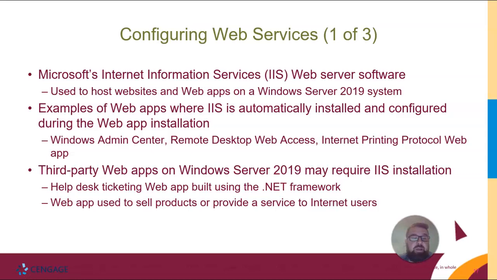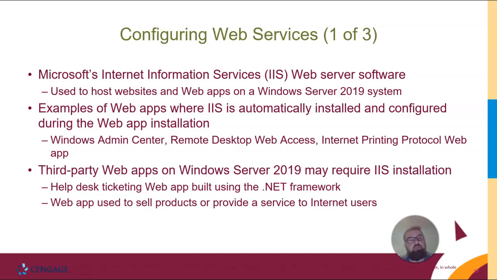So now we're going to talk about configuring web services. Microsoft's Internet Information Services is the web server software that runs on Windows Server 2019. It's used to host websites and web applications. Examples of web apps where IIS is automatically installed and configured are Remote Desktop Web Access, Windows Admin Center, which we did earlier, and the Internet Printing Protocol web app.